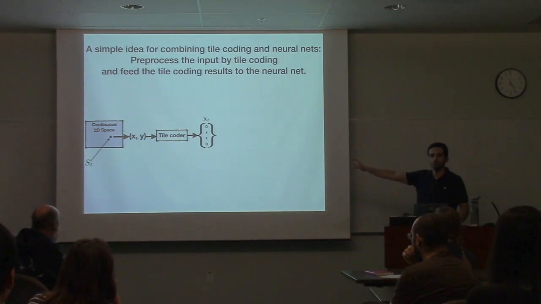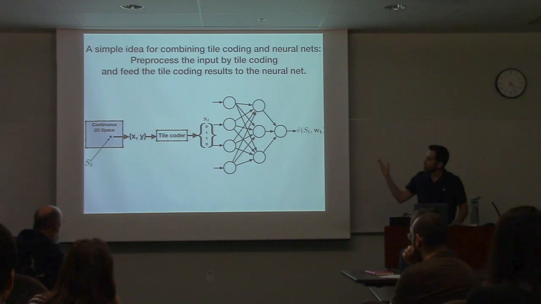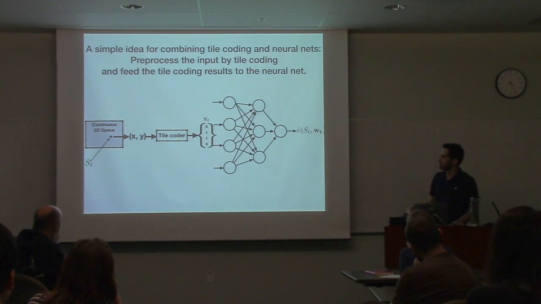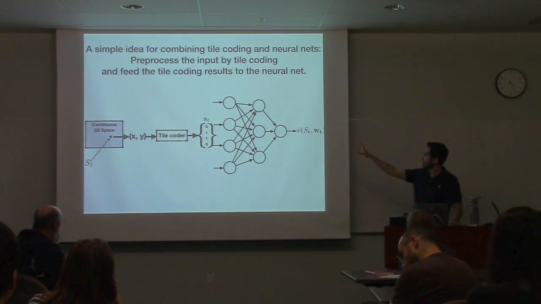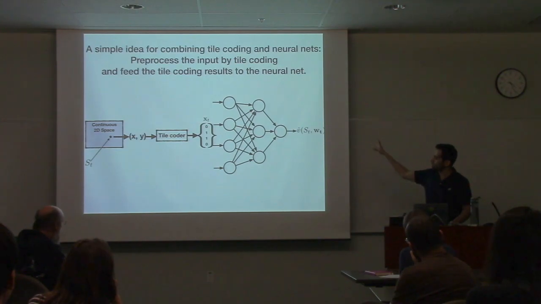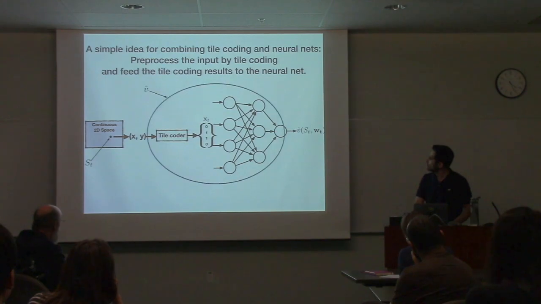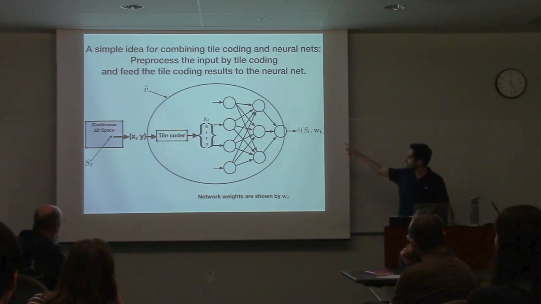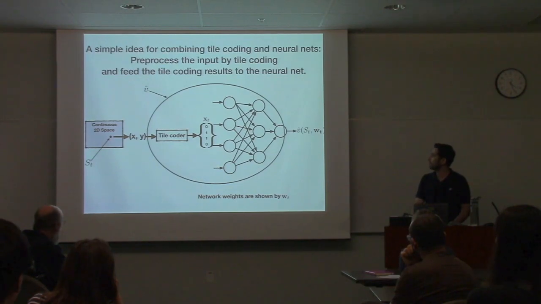It could be of size 4 or of size 8, like the one that I've shown you before. And then I'm going to feed this into the neural network. I'm going to feed this instead of the original x and y into a neural network, and the neural network then is going to create a value function or an estimate of a function for me. This whole thing is my v hat. This is the function. And again, the network weights are shown by wt, and st is my input, so I'm estimating v hat of st and wt.